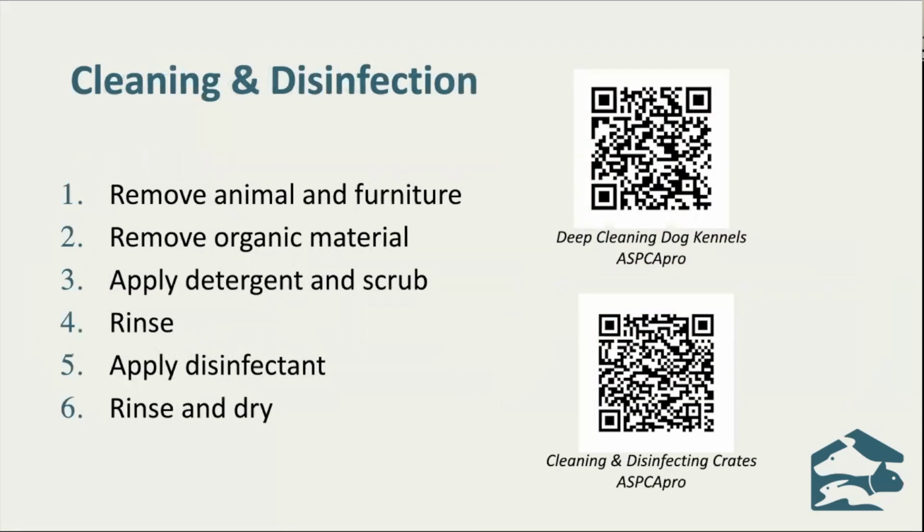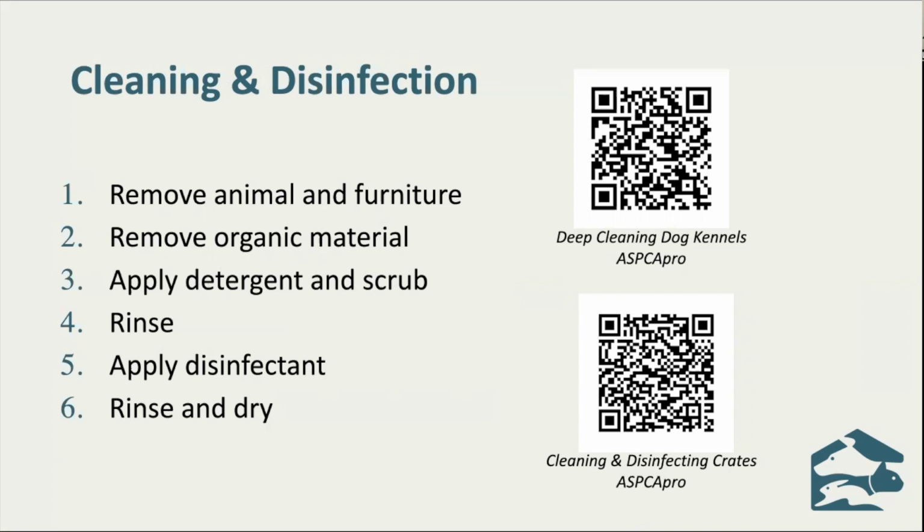When we combine cleaning and disinfection as sanitation, there are 6 distinct steps that should be followed each time our goal is to disinfect an enclosure or a surface. First is to remove the animal and any furniture that may be in place so that we can access the environmental surfaces. Second is to remove any of the organic material that's there. This is the physical cleaning portion of the process.